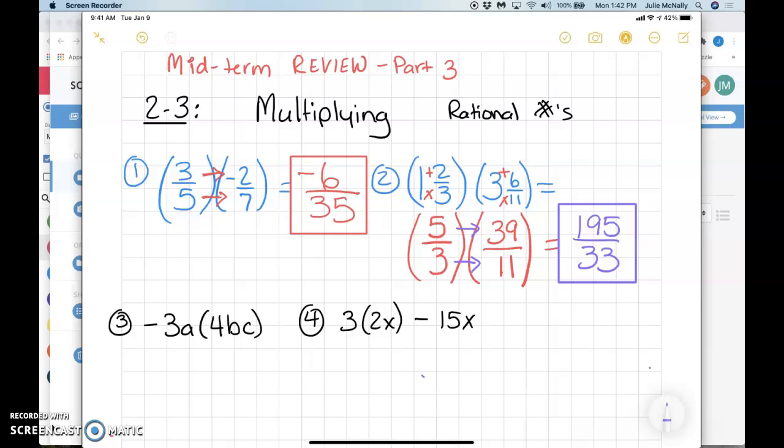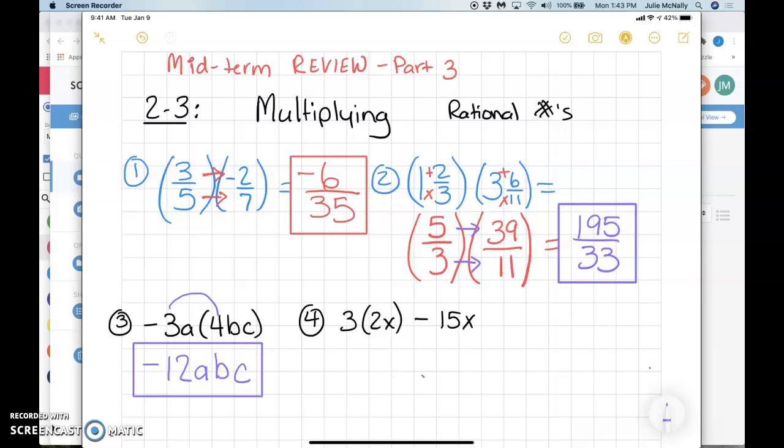And then there's another section under this 2-3 heading, and it says simplify. So what you're going to do is multiply or add and subtract and combine like terms. When I see number 3, I see negative 3a times 4bc. So remember, you multiply the numbers together. What's negative 3 times 4? Negative 12. And then you write the variables in ABC order. There's an A, a B, and a C. That's it.